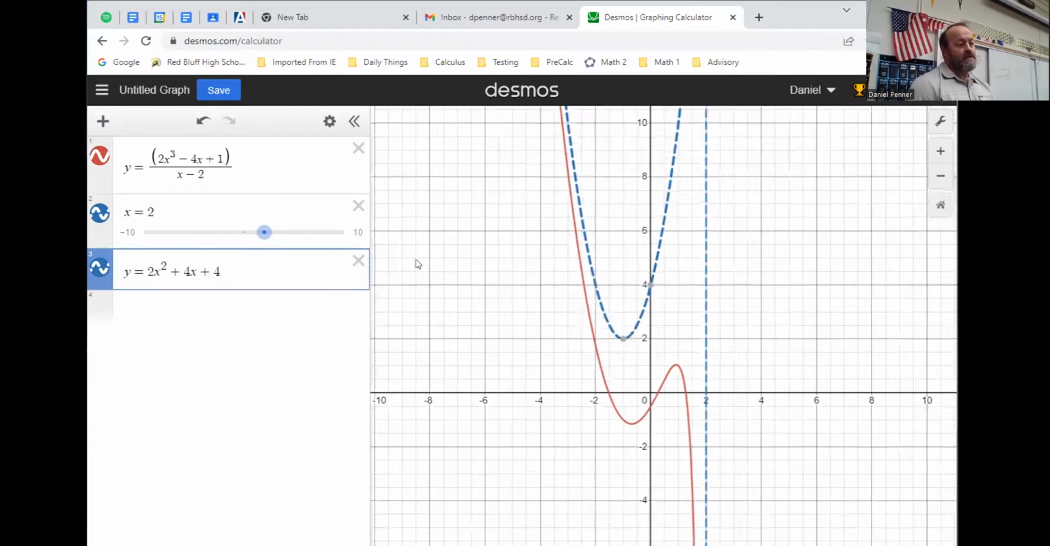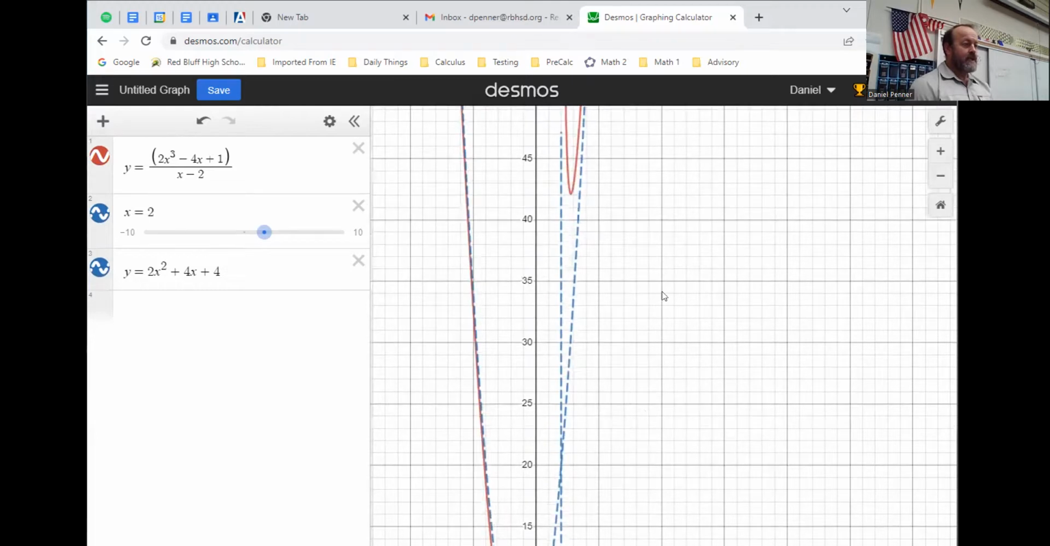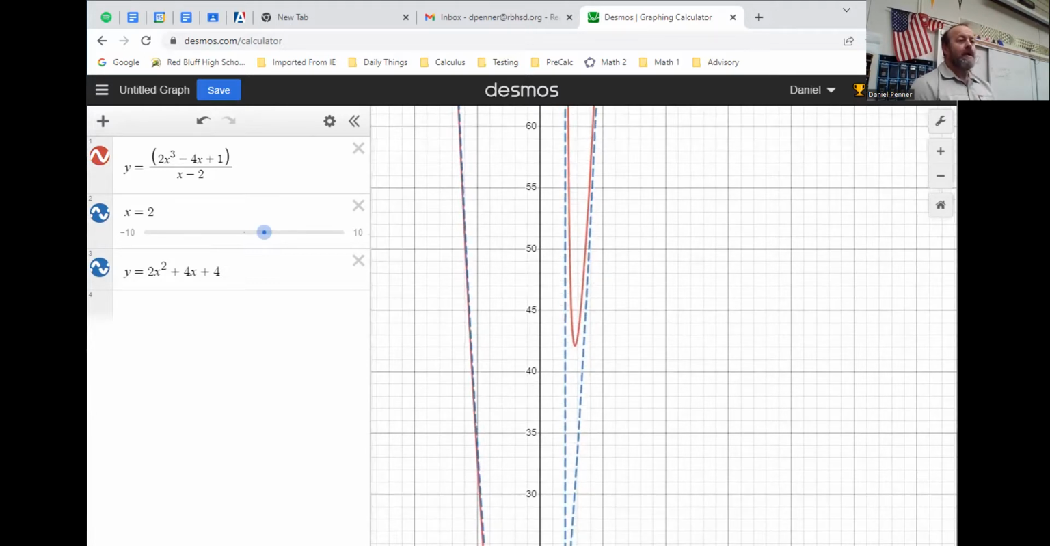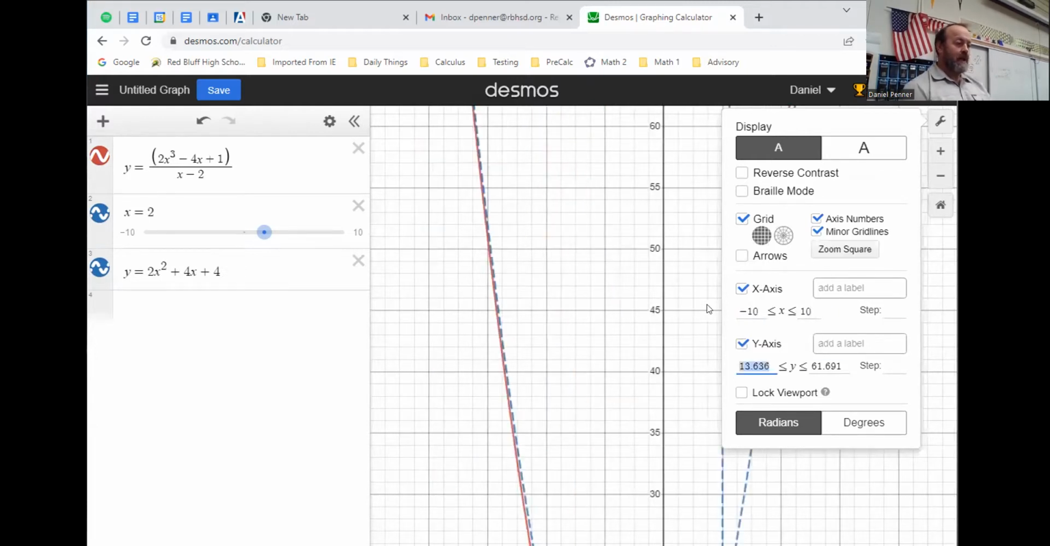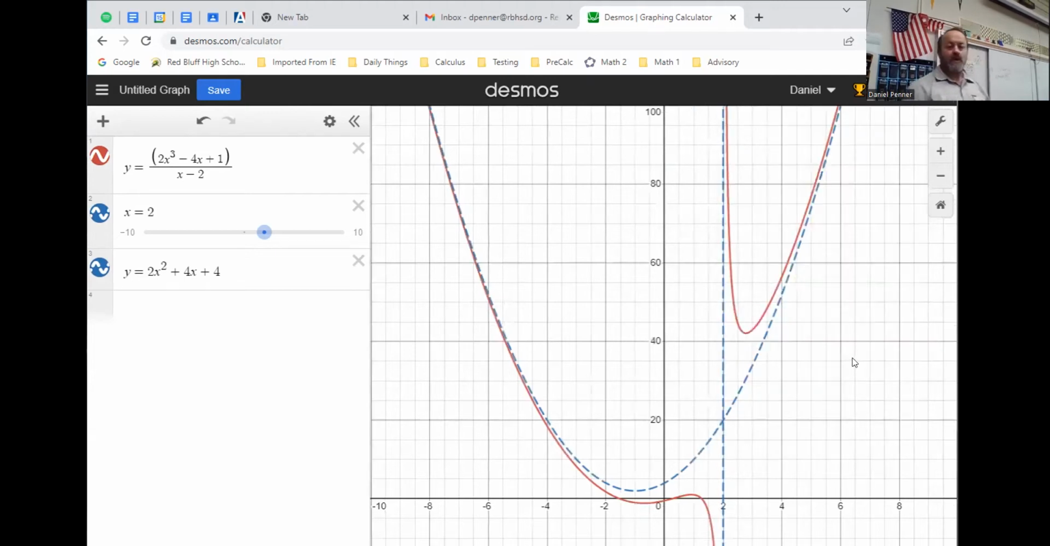Now, if we zoom out, I think what we're going to see is the graph does, in fact, on top get very, very close like I thought it did. It's kind of weird. It's way high up there. I think I would like to pick a different window of maybe negative 10 to 10 and maybe let the y values go as low as maybe negative 50 to 100 maybe. And I think that's a pretty good window to get a good feel for what this particular graph looks like. And it in fact does hug that parabola quite well.